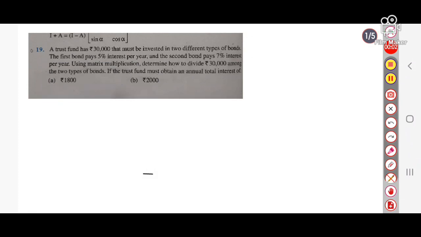Hi guys, this is the continuation of the matrices lesson. Now this is the 19th question from exercise 3.2.